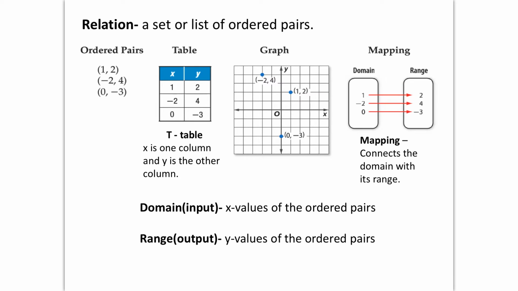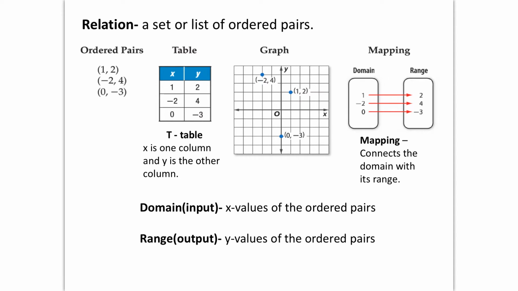So what is a relation? Well, a relation is just a set or a list of ordered pairs. You guys can see an example here on the screen. We have ordered pairs on this side: (1, 2), (-2, 4), (0, -3). Remember that in an ordered pair, you have two different values, one for the x and one for the y, so the x coordinate and the y coordinate. That's a relation, just a list of ordered pairs, and those ordered pairs can be represented in different ways.